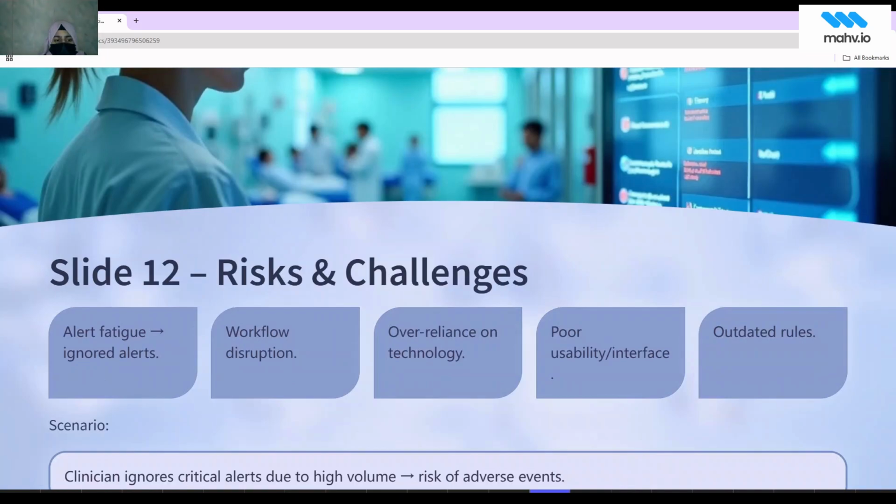Risks and challenges are alert fatigue, ignored alerts, workflow disruption, over-reliance on technology, poor usability, and outdated rules. So these are some risks that we are facing. For example, a clinician ignores critical alerts due to high volume, so there is a risk of adverse events.